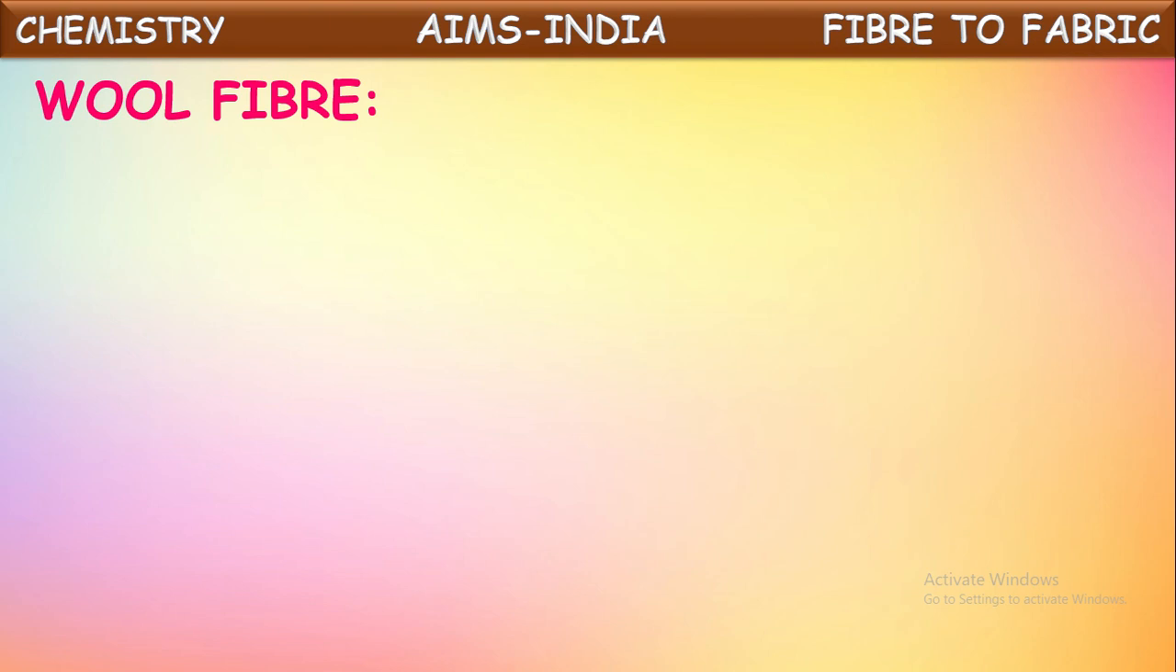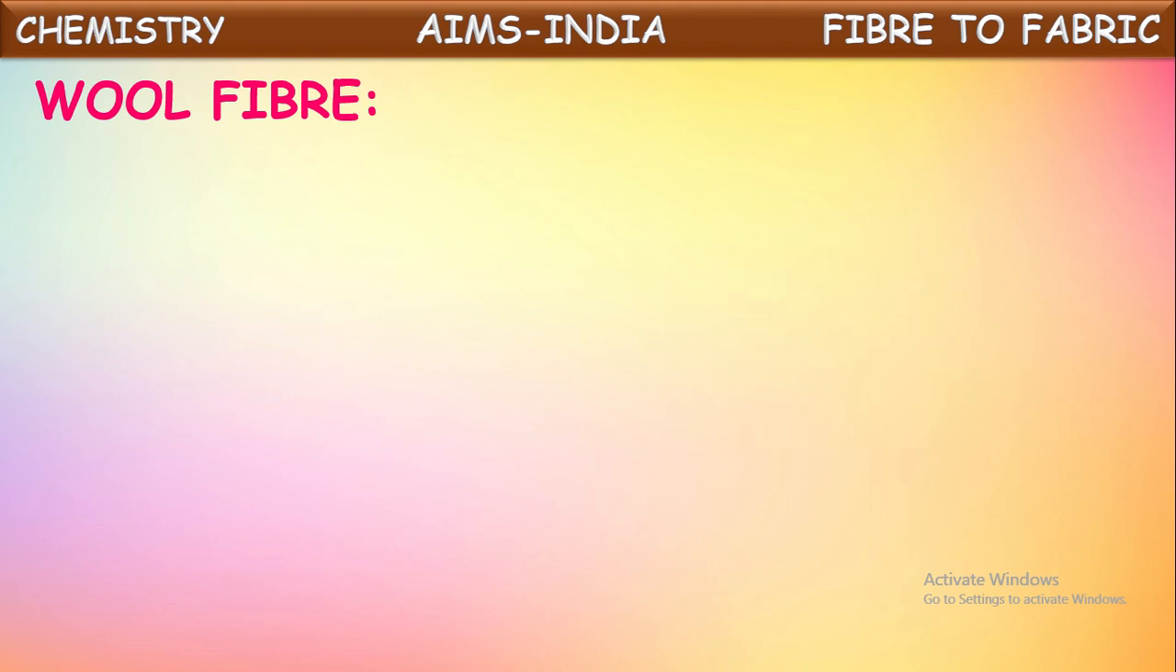Now let us see one more fiber, that is wool fiber or woolen fiber. This we can say is an animal fiber. Earlier we have seen jute fiber and cotton fiber, which are plant fibers because they are derived from plants. Cotton is derived from cotton buds, and jute is derived from the stem of the jute plants. So those two are derived from plants and hence they are called plant fibers.